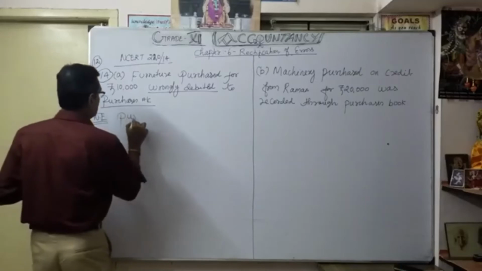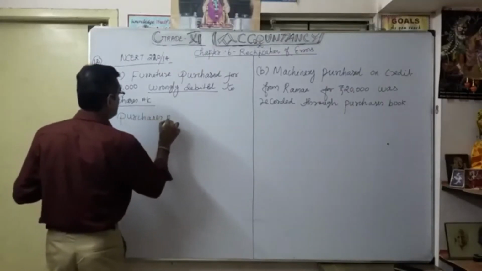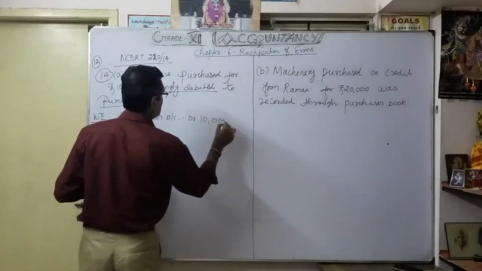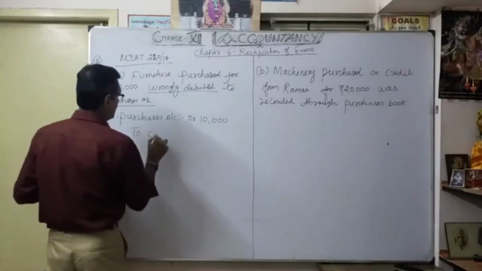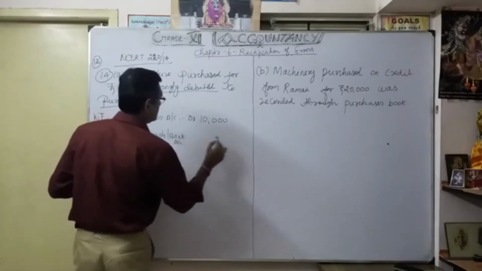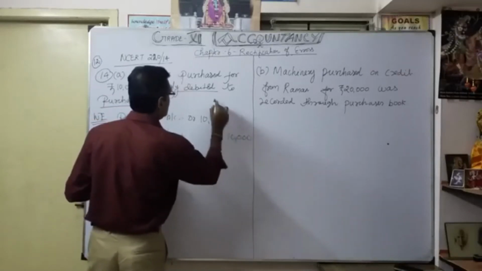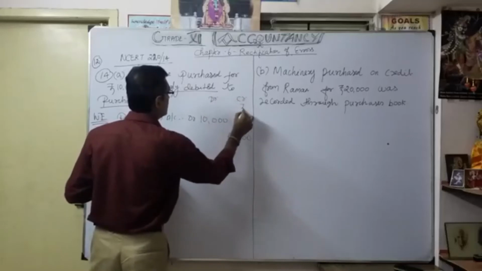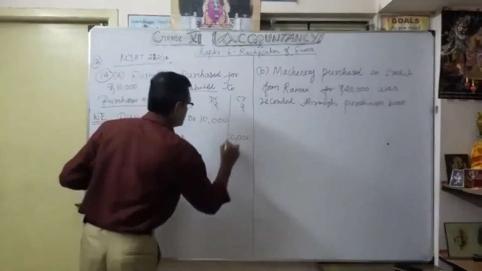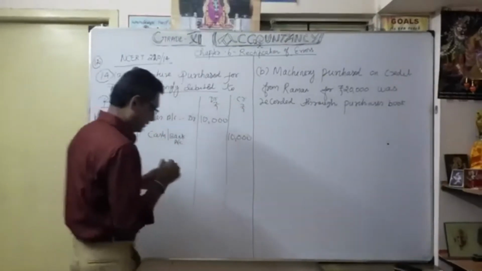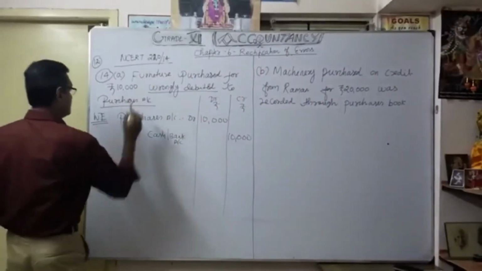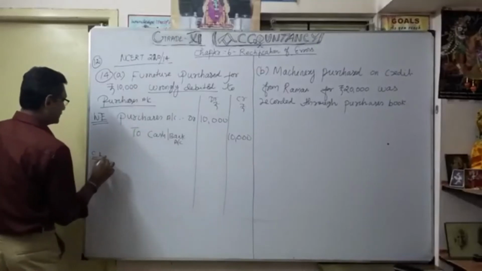Purchases account debit 10,000 to cash or bank. Likewise, cash or bank account 10,000 credit. Please draw the line, everything is important; use a pencil. Now understood? What is the correct entry? You are supposed to debit the furniture account, considering it as an asset. That is the correct entry.